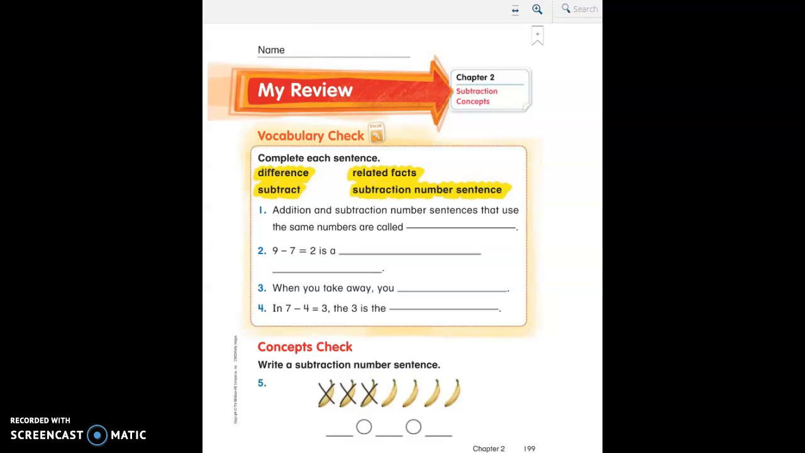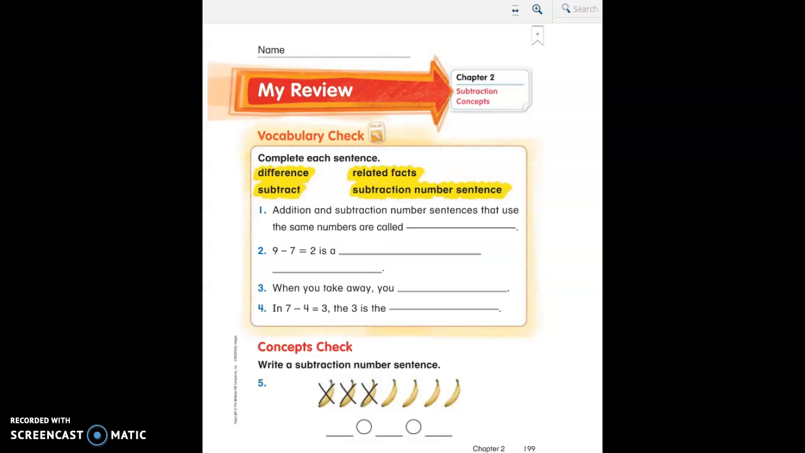So we have 4 different fill-in-the-blank questions or responses that we need to fill in, and the words are difference, related facts, subtract, subtraction, number sentence. All right, so number 1 says addition and subtraction number sentences that use the same numbers are called, and we're going to use related facts for that. So I'm going to teach you how to do this.